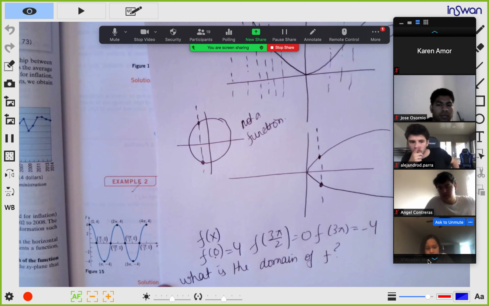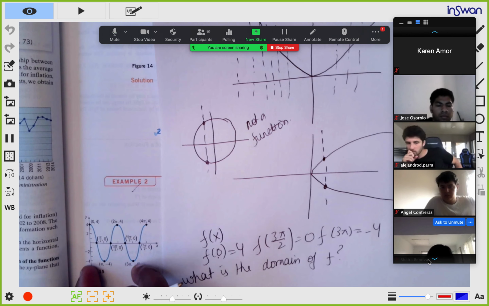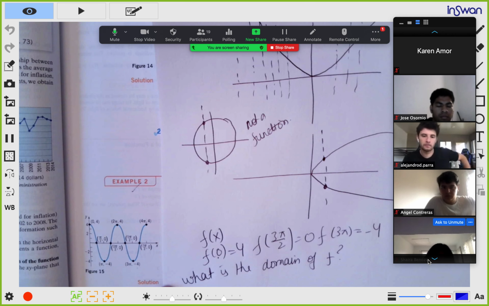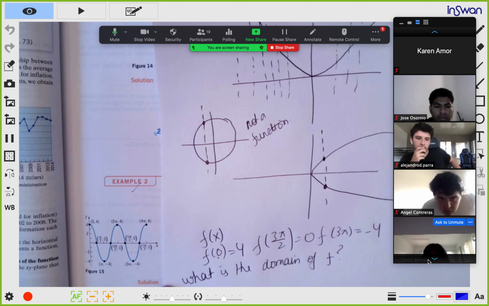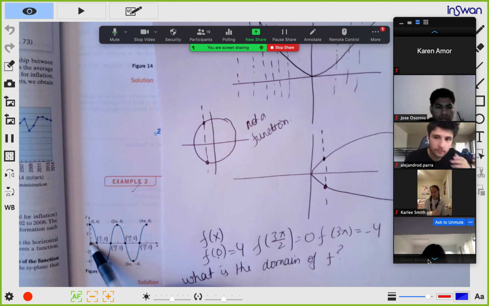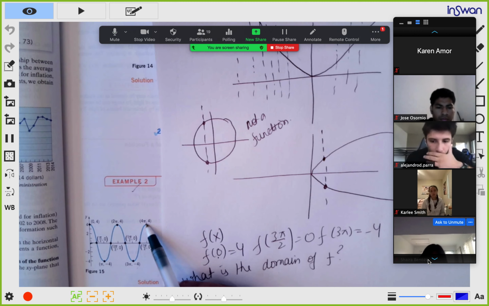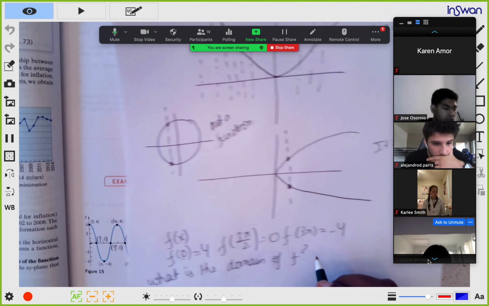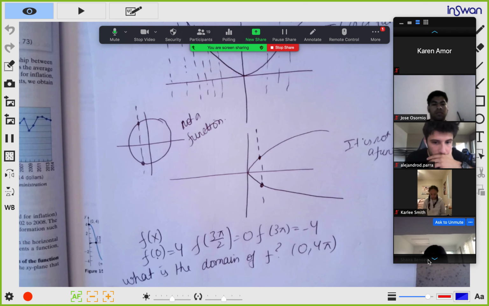Is it 0 to infinity? No. When you're defining the domain, just see the x-axis. I'm not considering the y-axis. From where to where is it going on the x-axis? 0 to 4 pi. Yes, exactly. It's starting from here, which is 0 on the x-axis, and it's going all the way till here, which is 4 pi. So my domain is 0 to 4 pi. Anyone who did not understand?